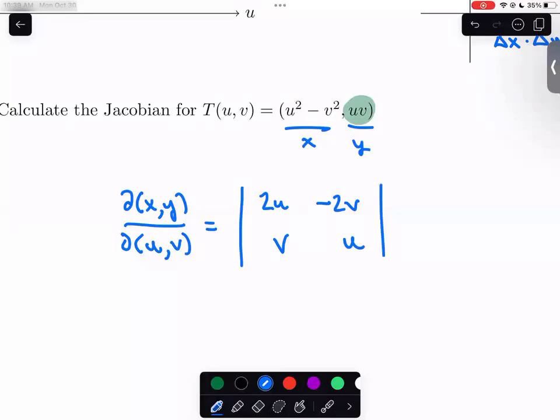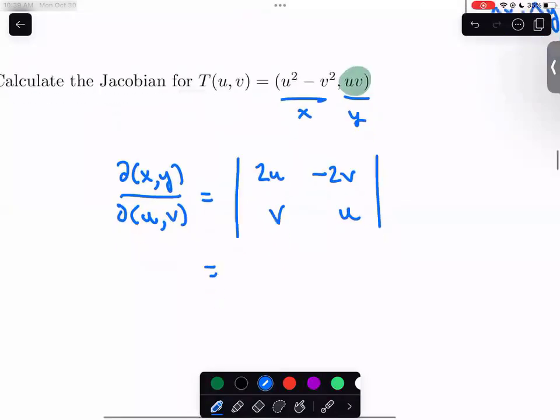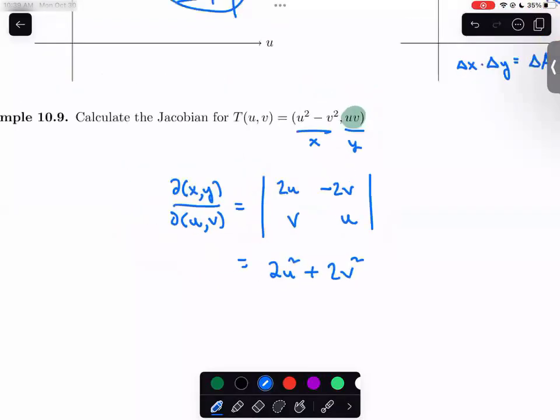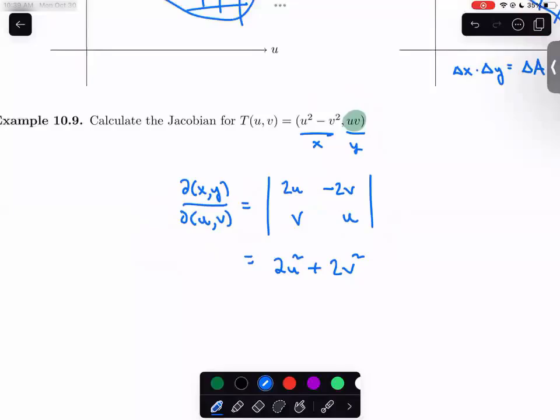Then I'm going to take the determinant of this. So 2u times u is going to be 2u squared. And then I'm going to minus a negative 2v squared. 2v times another v gives us the 2v squared. So this right here is our Jacobian calculation.